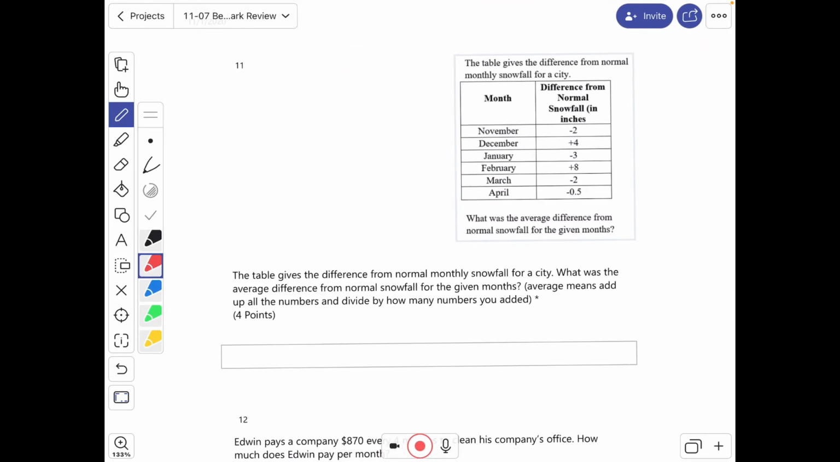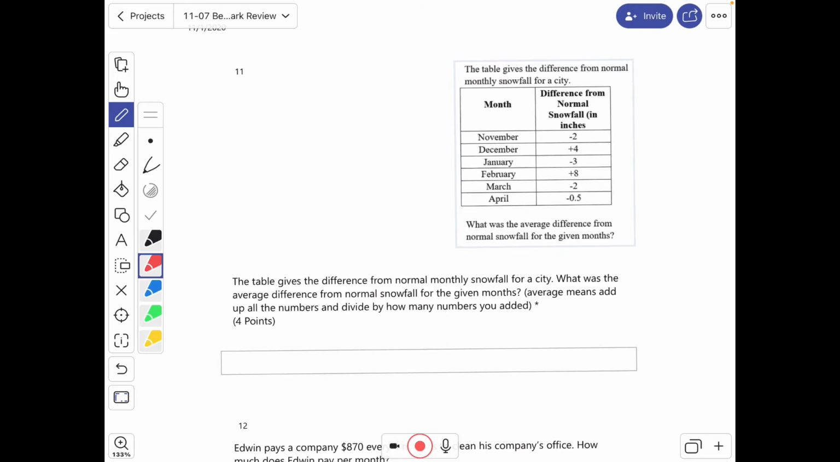Number 11. The table gives the difference from normal monthly snowfall for a city. What was the average difference from the normal snowfall for the given months? If you're trying to find the average, you have to add up all the numbers and divide by how many numbers there are. So we're going to add each of these.